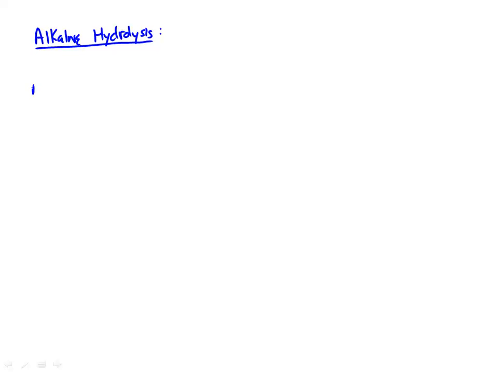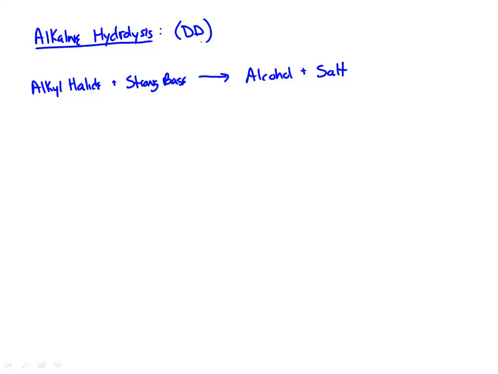And that's where we take an alkyl halide plus a strong base, and we make it into an alcohol plus a salt. And what this really is, simply, is a double displacement reaction. So if you remember double displacements, then you can kind of do it. And since it's a double displacement reaction, it also means it's really just a substitution reaction.